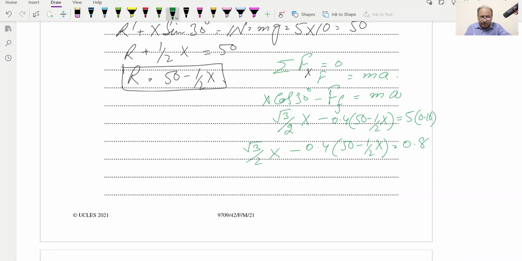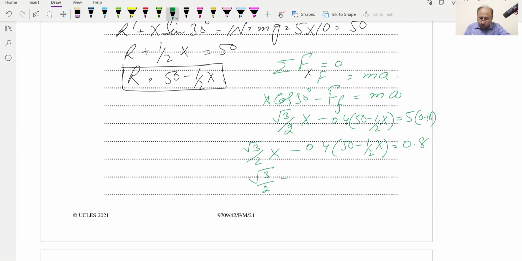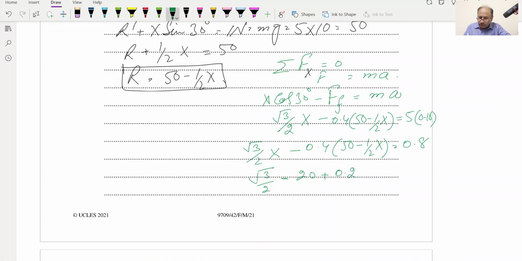And next step we will be rewriting under root 3 by 2 minus 0.4 into 50. 0.4 multiplied by 50 is equal to 20. So minus 20, and then minus into minus will be plus, and this will be 0.4 multiplied by 0.5, and this is equal to 0.2. So 0.2x is equal to 0.8. Now we can combine this x we missed.